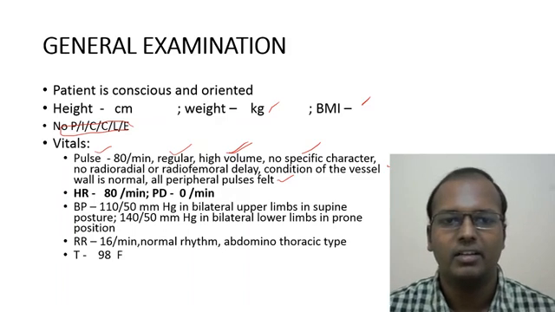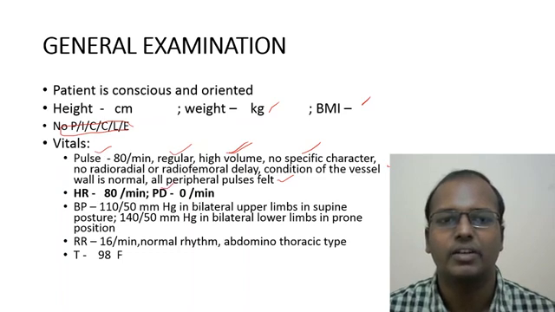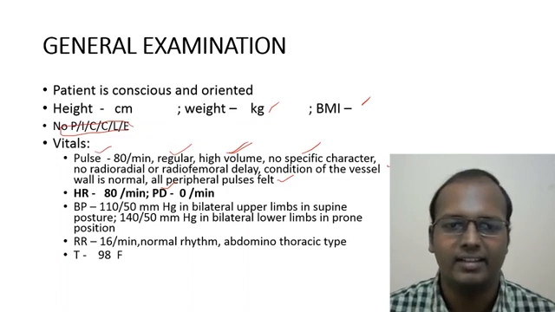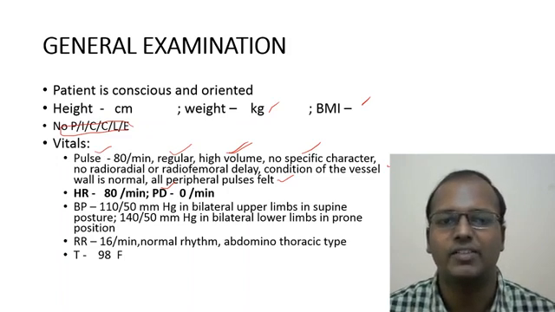Okay, right. And if there is irregular rhythm, in that case you have to check for the pulse deficit. You have to measure the heart rate and the pulse rate. There will be difference for sure, and that difference you have to mention as pulse deficit. Okay, and blood pressure you have to measure in all four limbs, very important. Okay, and respiratory rate you have to write normal rhythm and abdominothoracic type in case of males and thoracoabdominal type in females. And temperature you have to mention.